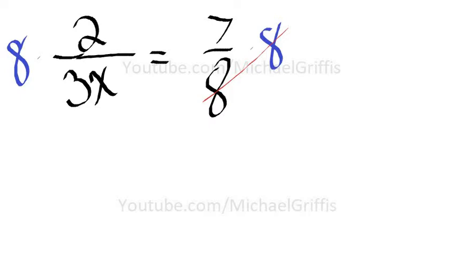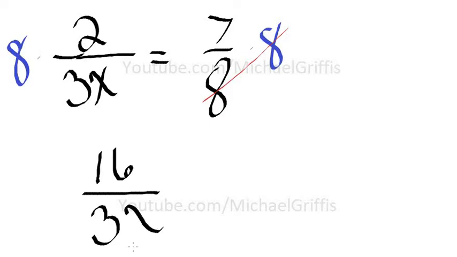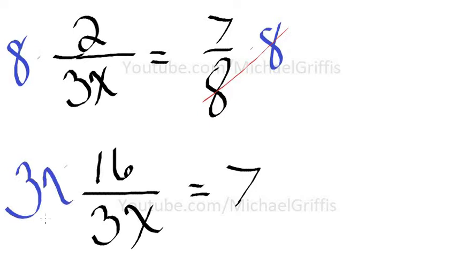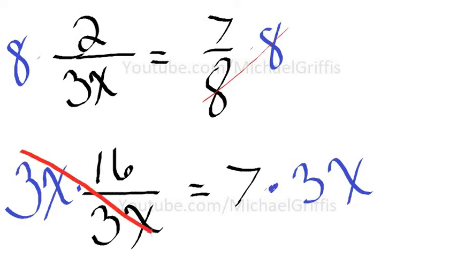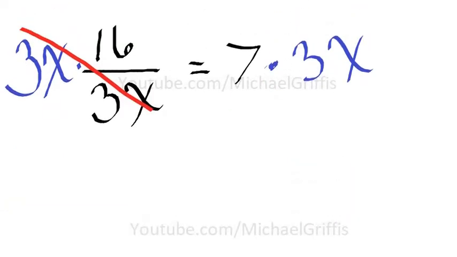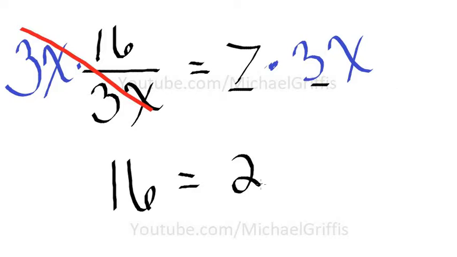So now I'm going to rewrite. I'll go ahead and just multiply that 8 times 2, so that's 16 over 3x is equal to 7. Now we got to do something with this 3x, and the best thing to do is multiply both sides by 3x. This way we can get those 3x's to cancel out. Rewrite. So we have 16 is equal to 7 times 3, which is 21x.